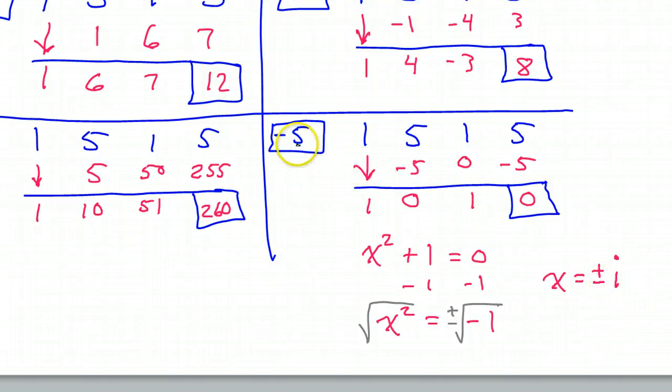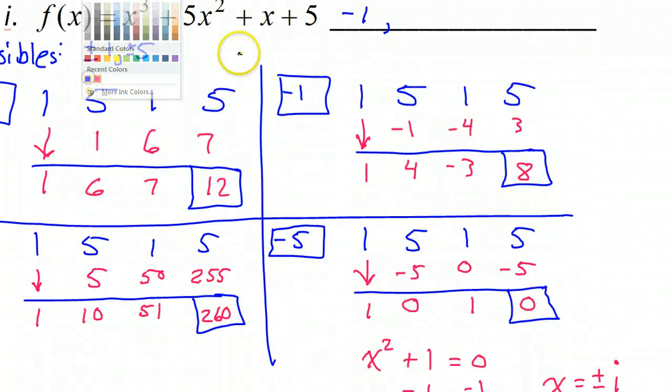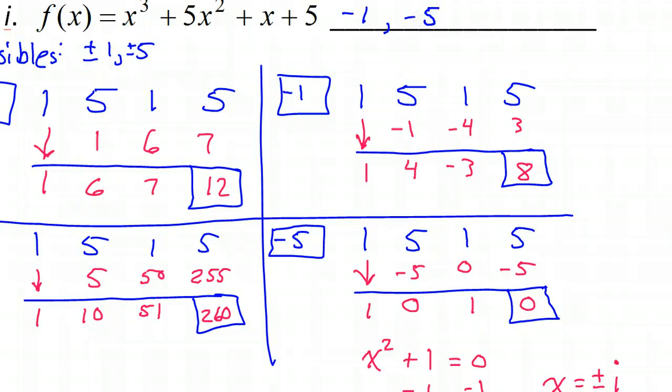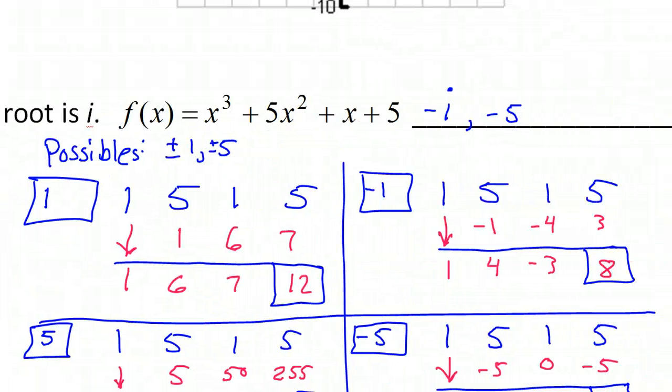I'm sorry, -5. As soon as we saw that -5 worked, -5 was the other 0 that we needed. We already had the plus or minus i, so I didn't really need to do that last bit. -5, that was the missing 0. So that is it. So the two missing zeros were -i and -5. We knew there would be 3 because of the degree. So one of them was i, and then -i, and then -5. So that was the bonus.